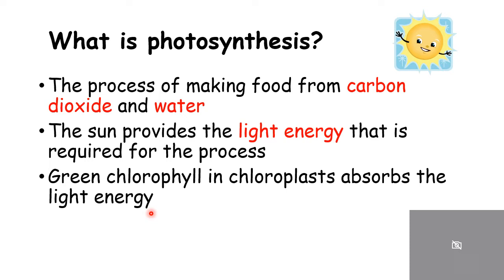So I'll just repeat these steps once again. First, photosynthesis is a process of making food from carbon dioxide and water with the help of light energy. And who absorbs this light energy? It's the green pigment called chlorophyll. And where is it present? It is present in the chloroplast. And where is this chloroplast present? In the leaf.